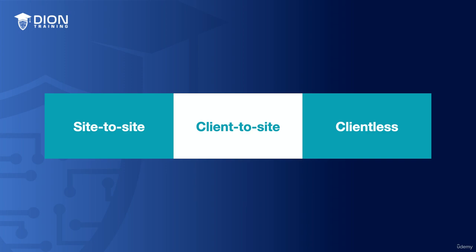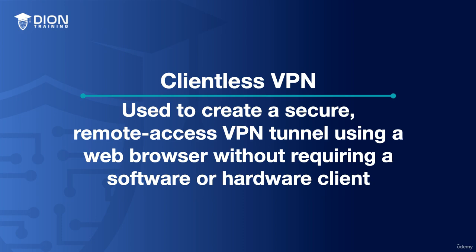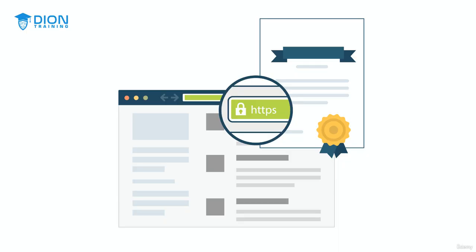So far, we have talked about two main types of VPNs, a site-to-site VPN and a client-to-site VPN. There's one more type of VPN that we need to discuss. It is known as a clientless VPN. A clientless VPN is used to create a secure remote access VPN tunnel using a web browser without requiring a software or hardware client. In fact, you use this type of VPN every day without even knowing it. A clientless VPN is used via your web browser when it makes a secure connection to an e-commerce or other secure websites using HTTPS. This can be done using the SSL or TLS protocols.